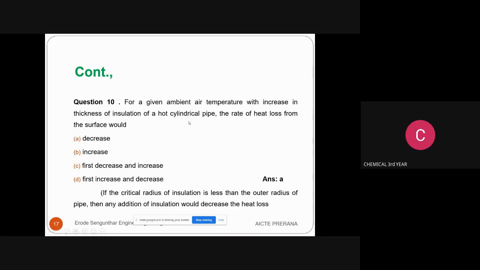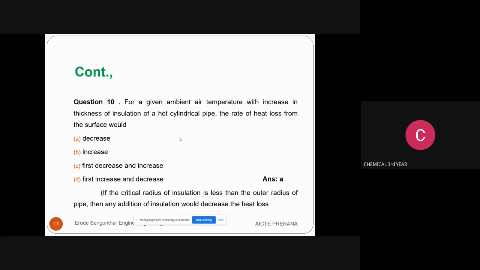Okay, for a given ambient air temperature, we are increasing the thickness of insulation of a hot cylindrical pipe. The rate of heat loss from the surface, check, definitely it will decrease. So option A is the answer. How are we saying this? It is decreasing. How are we saying this?